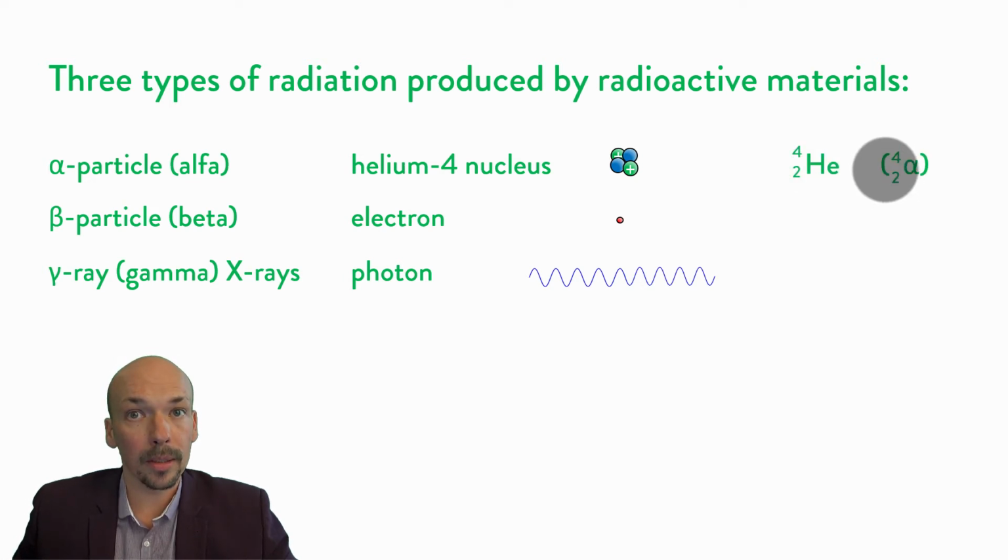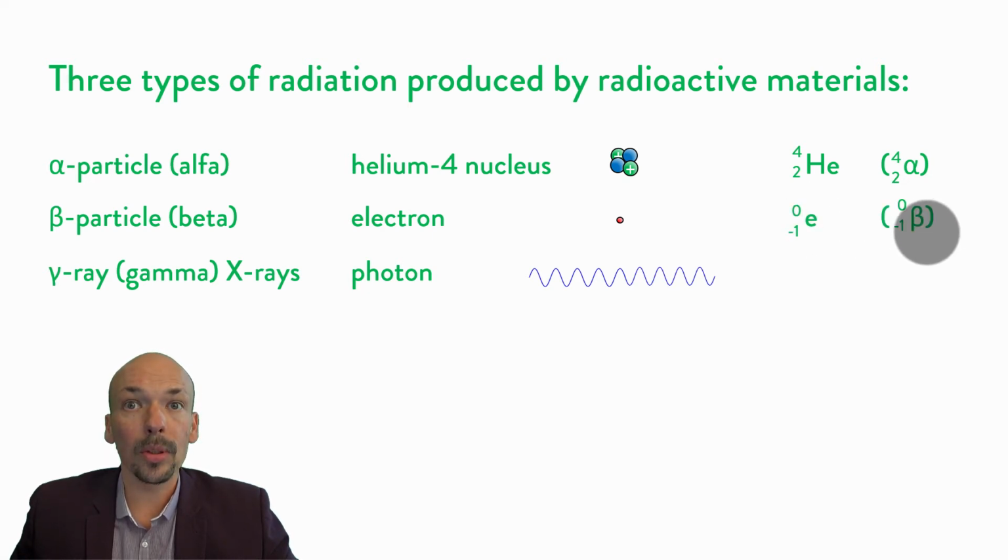Sometimes this notation is used still 4,2, but then there's the alpha sign. For the beta particle, the correct notation is 0, -1 and a small letter e. Sometimes this notation is used where we can see the beta symbol. So what you can see here is that the electron has 0 mass and it has a charge of -1. And finally, the gamma ray is shown like this: 0 mass, 0 charge, and it has a symbol gamma.